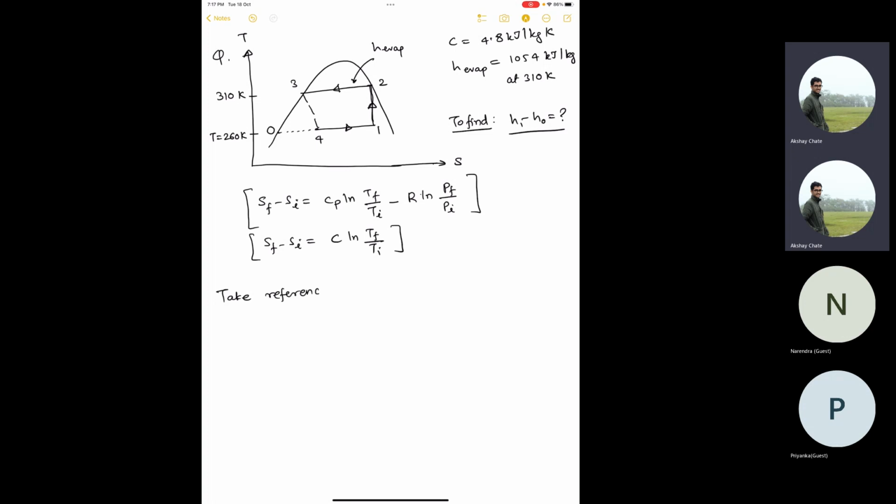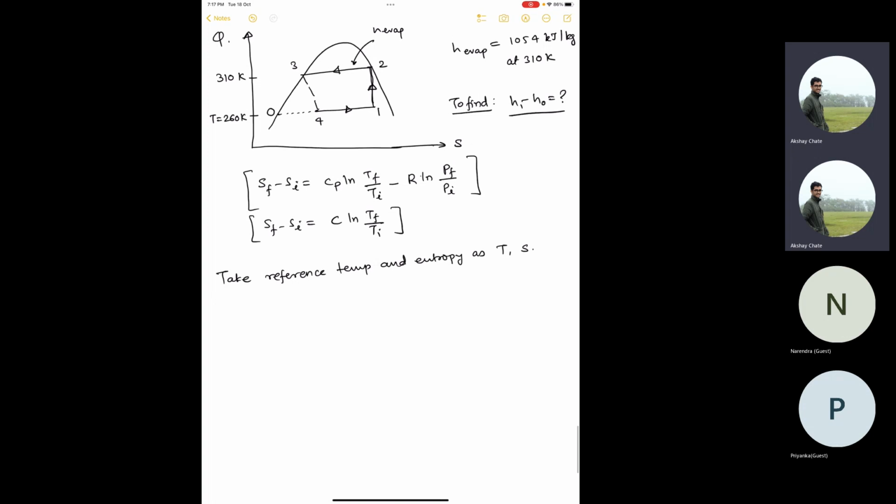Take a reference temperature and entropy as, let's say, any T, comma S. So these are any temperature T and the corresponding entropy. The reason I'll tell you. Now what you do is apply S3 minus ST, the second equation, which will be C ln T3 by T. So this is what you have. Then what you do?